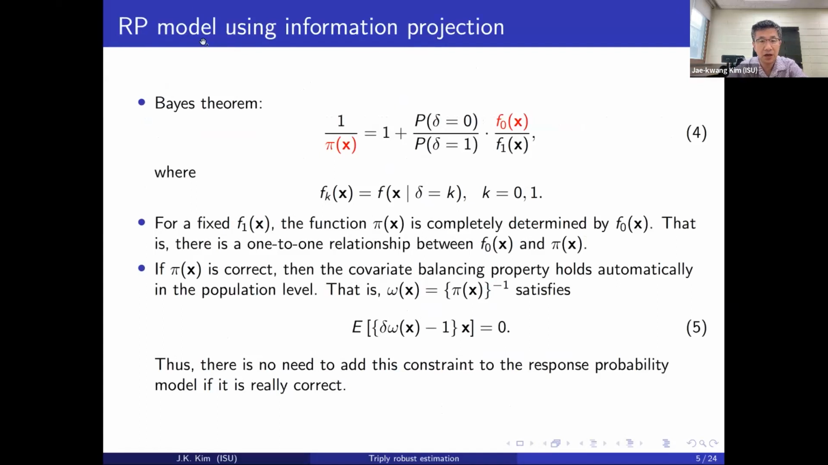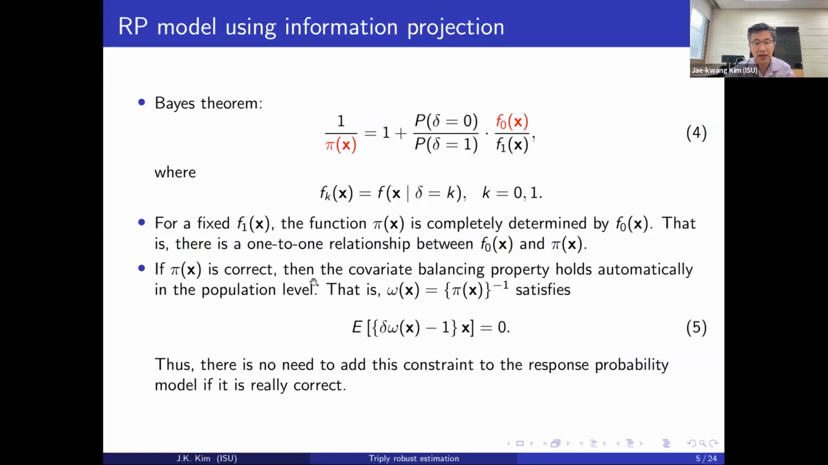The first observation is that we can use the Bayes theorem to obtain a relationship between pi x and f0 x. Equation 4 basically says that, if f1 is known, where fk x is the conditional distribution of x given delta equal to k, then f1 is the distribution among the respondents and f0 is the distribution among the non-respondents. This density ratio is a key component of the propensity score function. So if you fix f1, then the function pi x is completely determined by f0. That is, there is a one-to-one relationship between f0 and pi x.